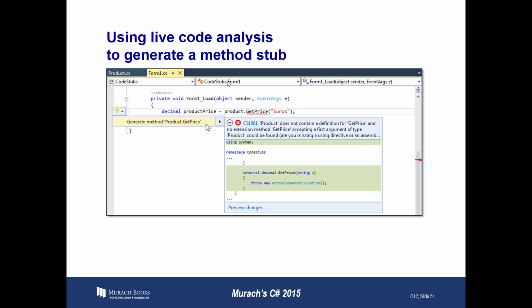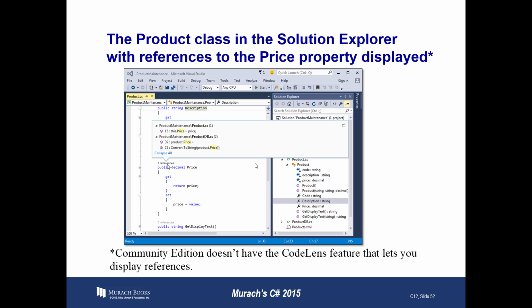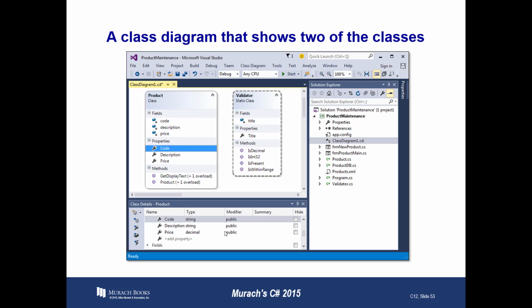Now, when you do this with a method, and the method doesn't exist and it creates it, it typically will create something like this. Here's the method. It expects a string, and notice throw new not implemented exception because we haven't written any code for it yet. Now they talk here about code lens, and it says Community Edition doesn't have the code lens feature that lets you display references, and I believe that's still true. And I'm using Community, so I'm not going to do anything with it.